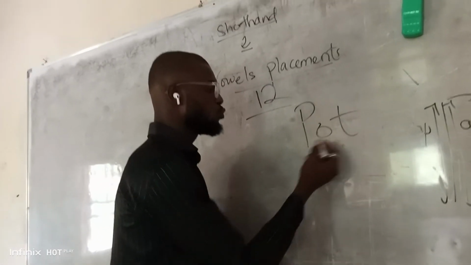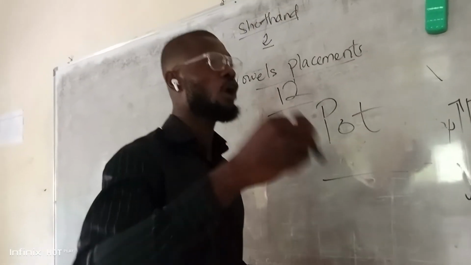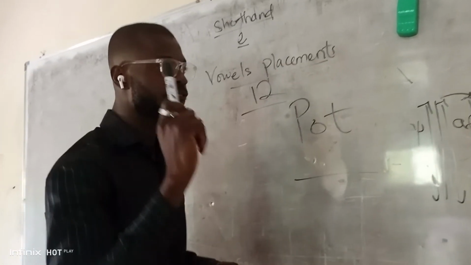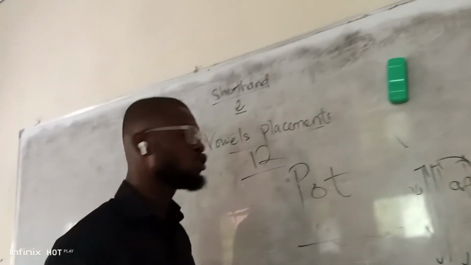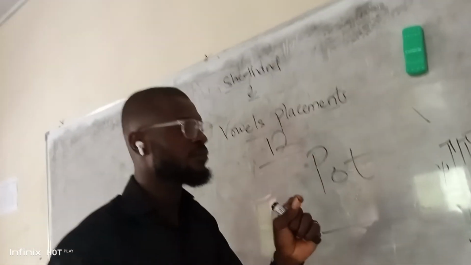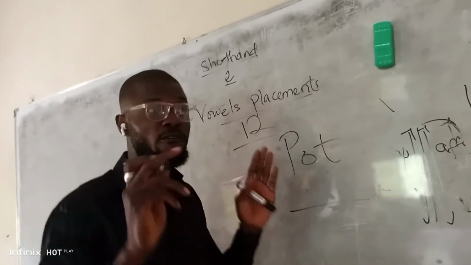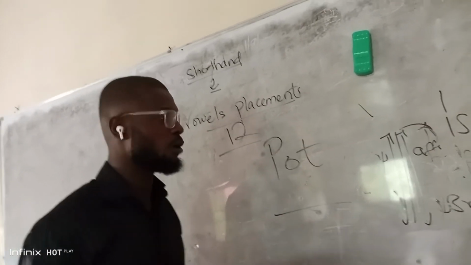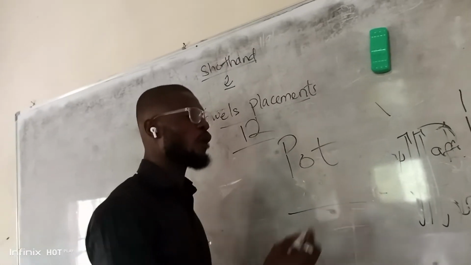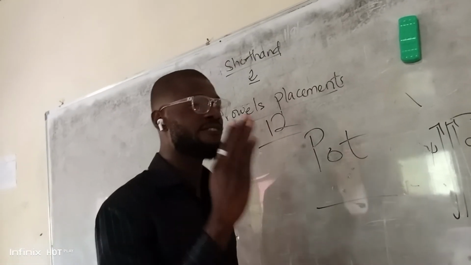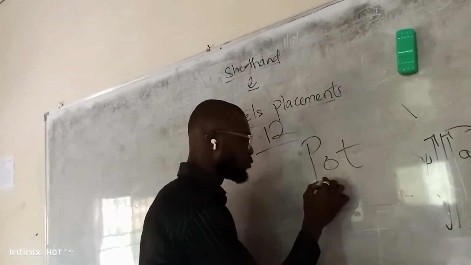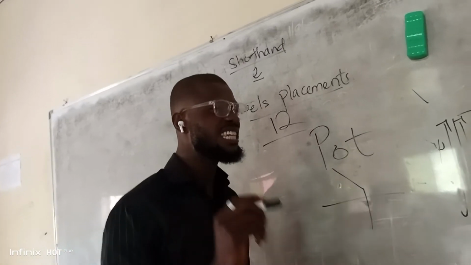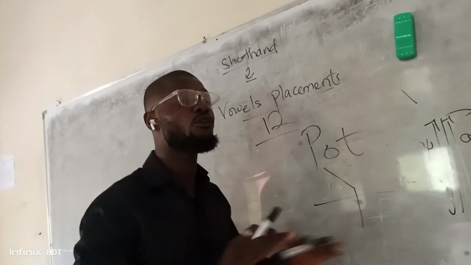Now, the rule says what will determine the placement of the first stroke is your first vowel. And now, as we all see, we have only one vowel in this word, which is O, and it's also the first vowel. Now, definitely, we are going to use the rule of the first placement. We'll put P, T, making sure that your P is above the line. It should be very obvious.